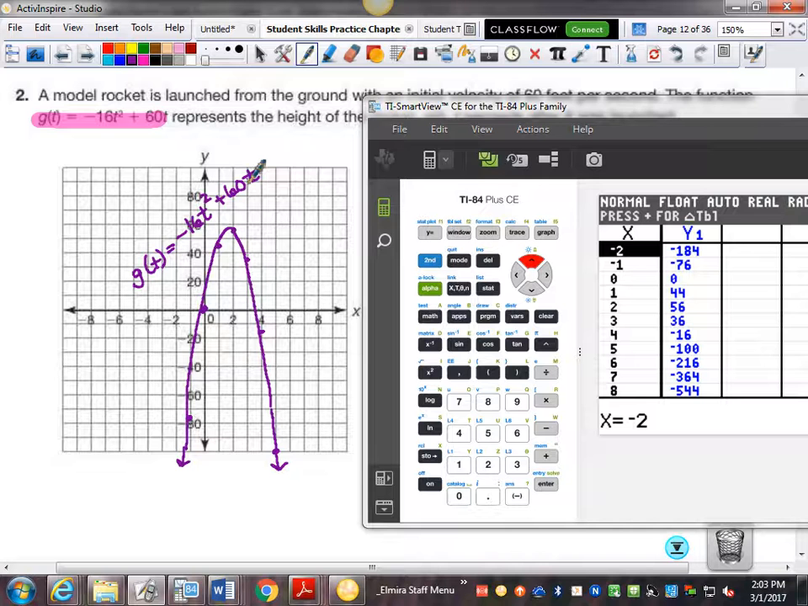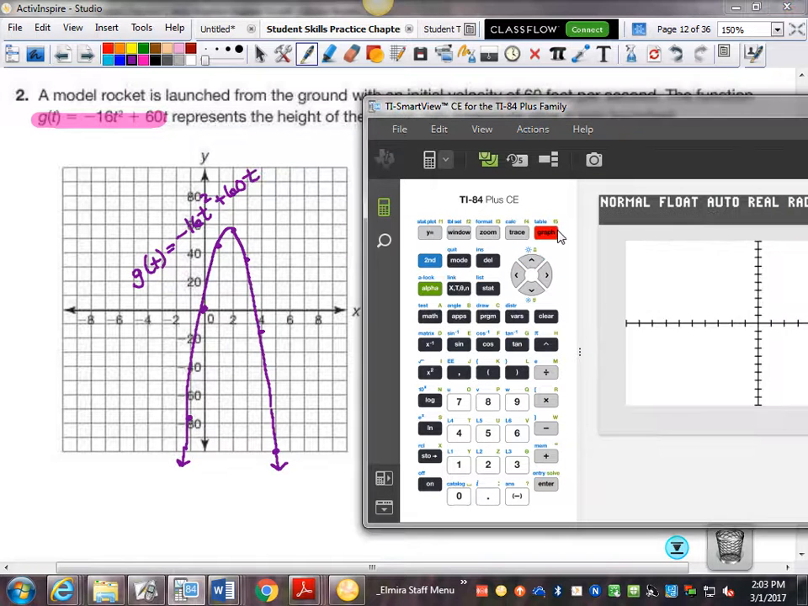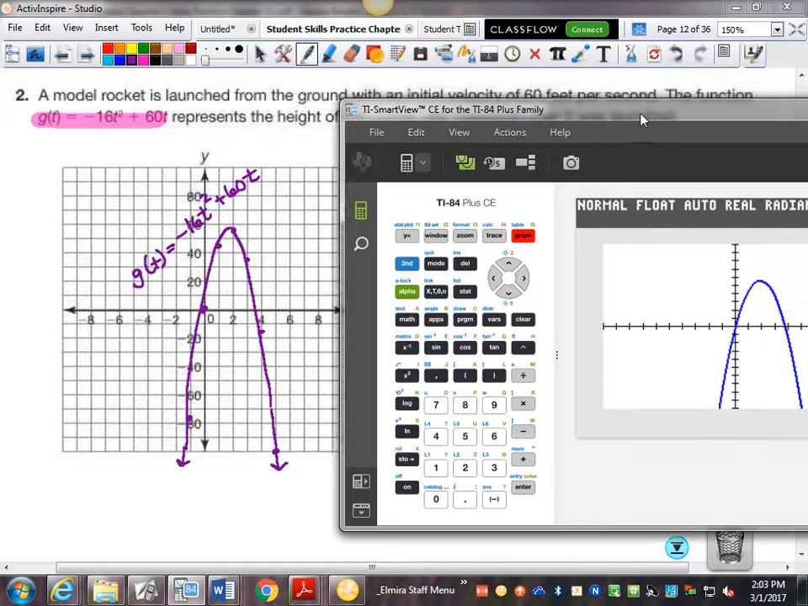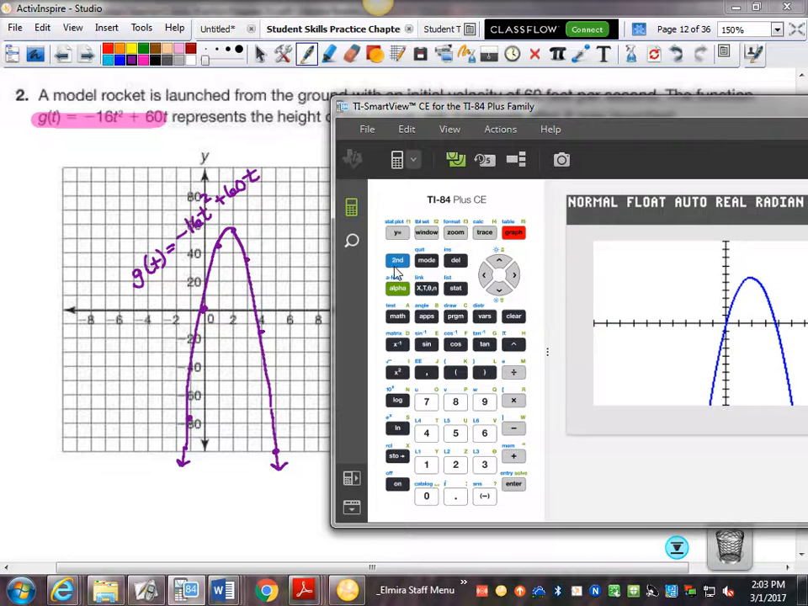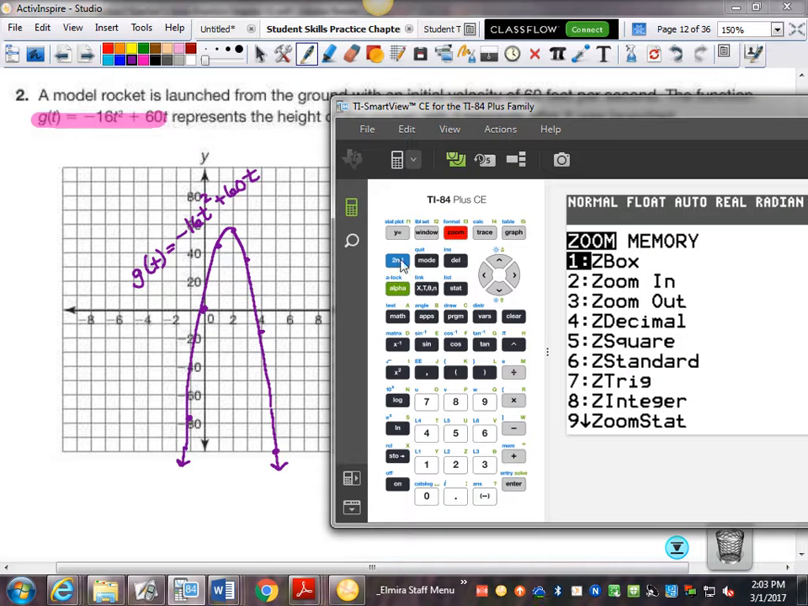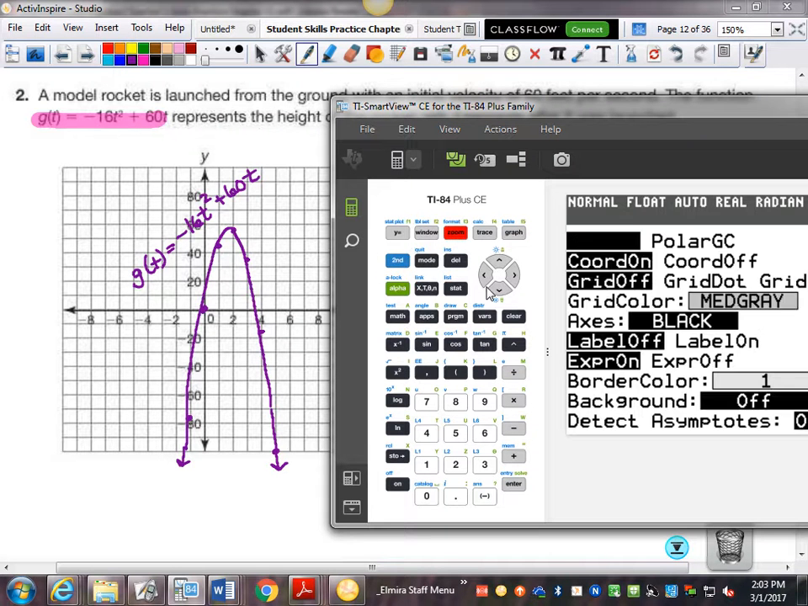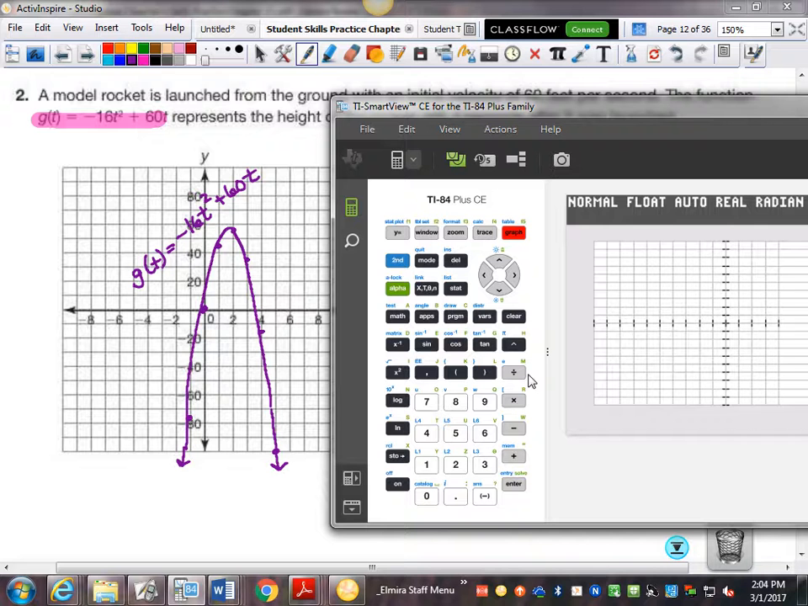And labeling is good. Okay, now if I hit graph, I'm also going to turn the coordinates on. To turn coordinates on so that you can see the grid lines, I should say, go to your second format. Grid lines on is the third option over here.